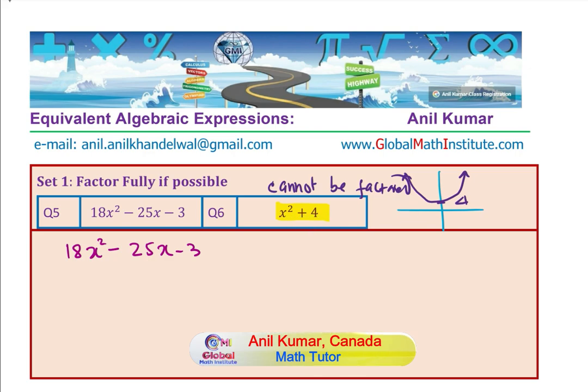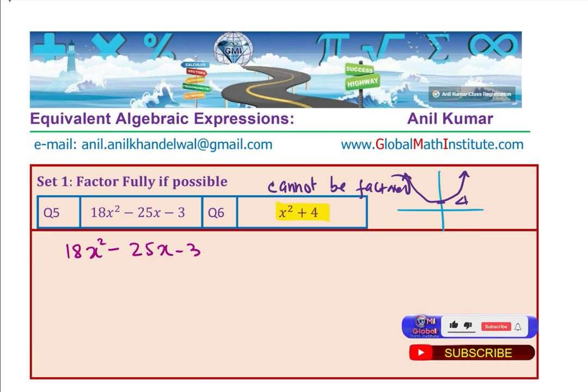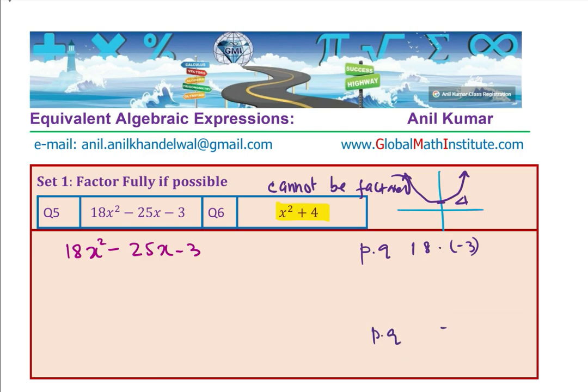Okay, let's continue with the next example. Question 5, 18x squared minus 25x minus 3. Now to factor this, we are looking for product and sum. The product of two numbers should be equal to 18 times minus 3, right? That should be the product. And what should be the sum? Well, minus 25, right? Now, when the big numbers are involved, at that stage, what we do is we try to look into more factors, correct?